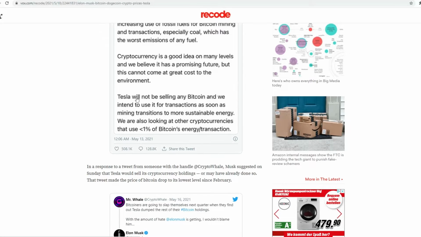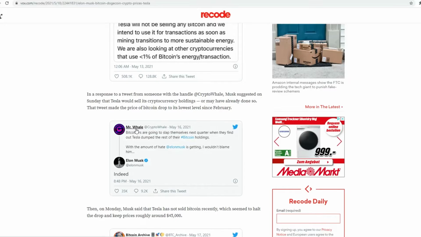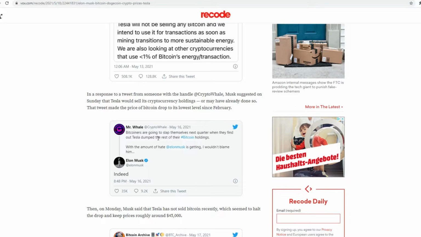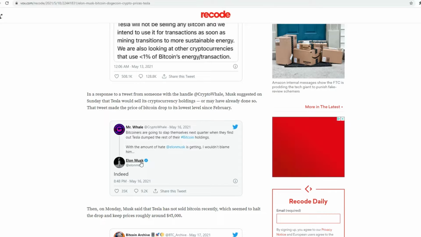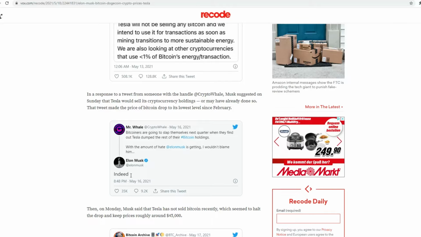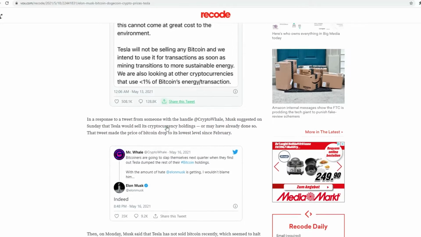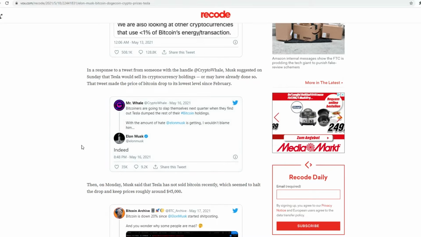So first he basically says that Tesla will not be selling, this is on the 13th. Then this individual, Mr. Wells, said that in the next filing, it will show that Tesla did actually dump Bitcoin, and Elon Musk's reply was "indeed." So "indeed" is open to interpretation. Did he actually lie with the first tweet and then come out with a second one? I don't know. But the most important thing is just keeping a lookout for what's really impacting the price.